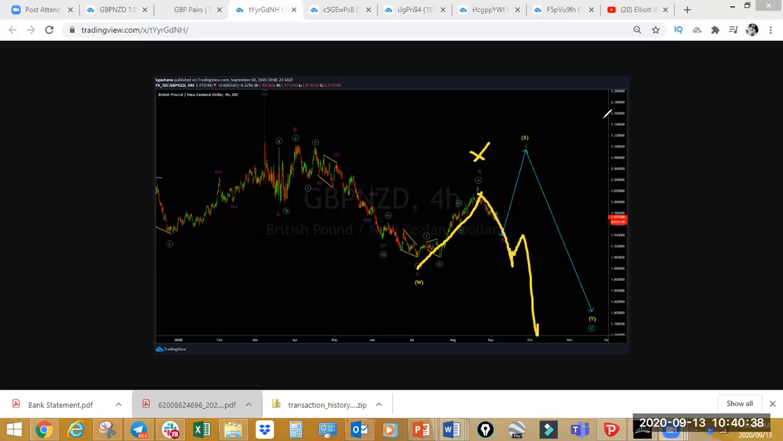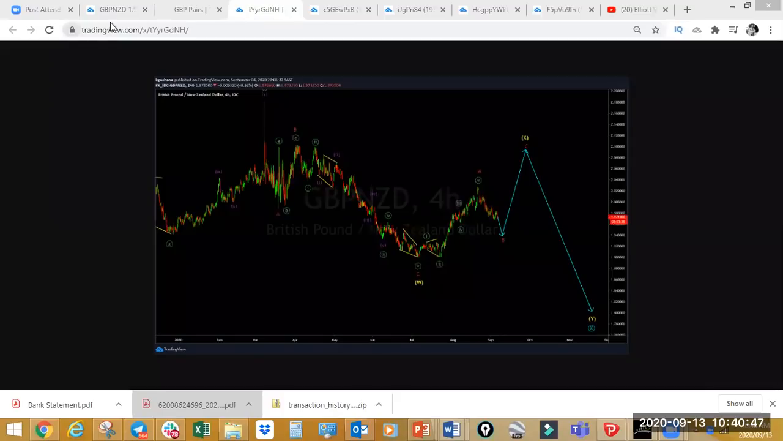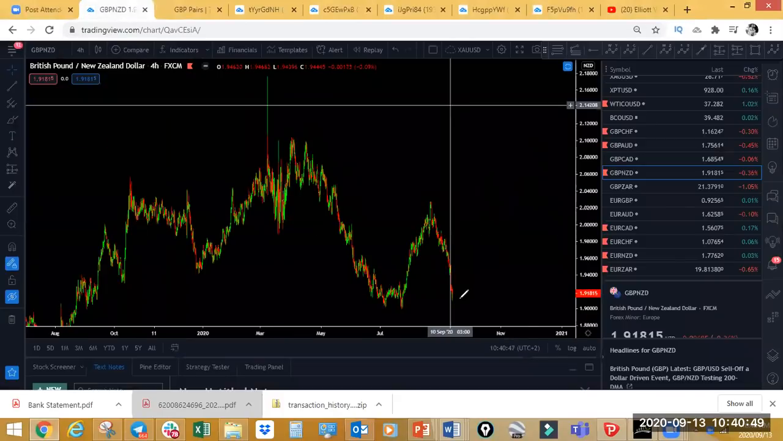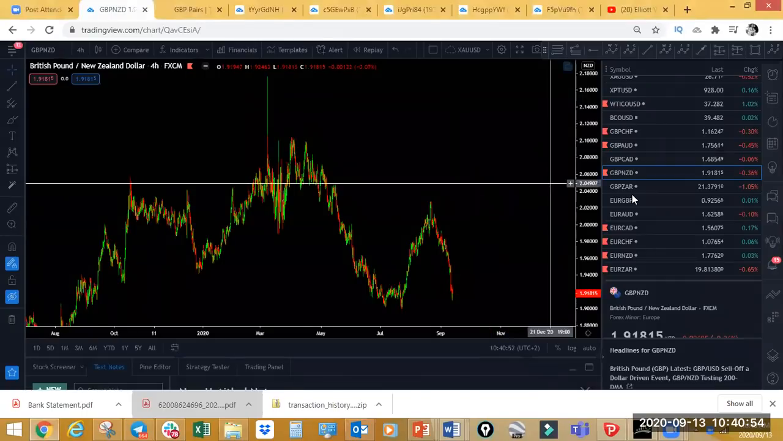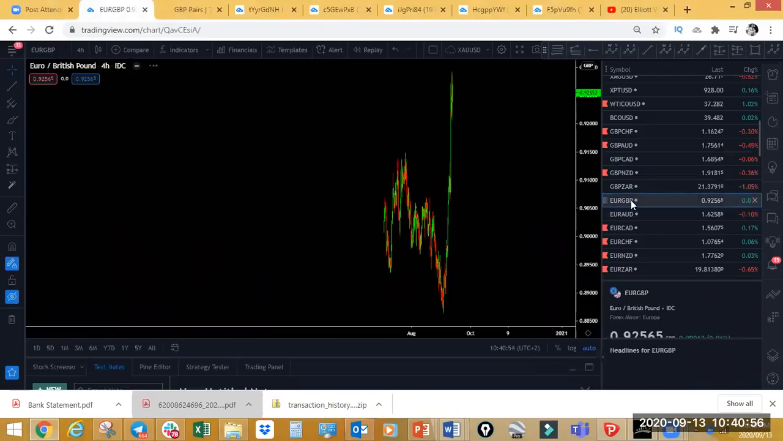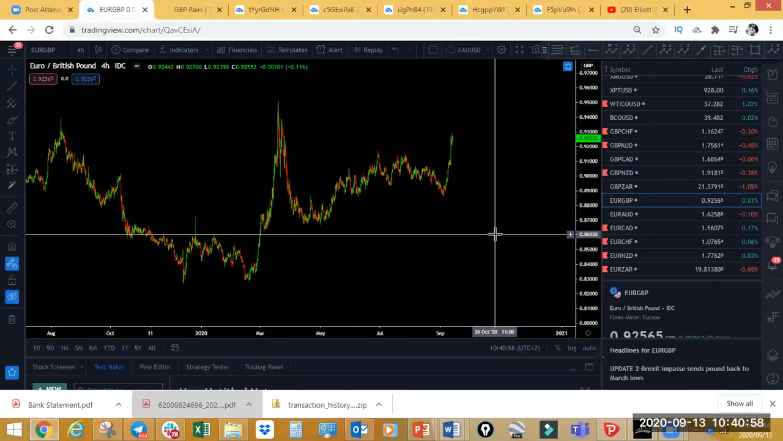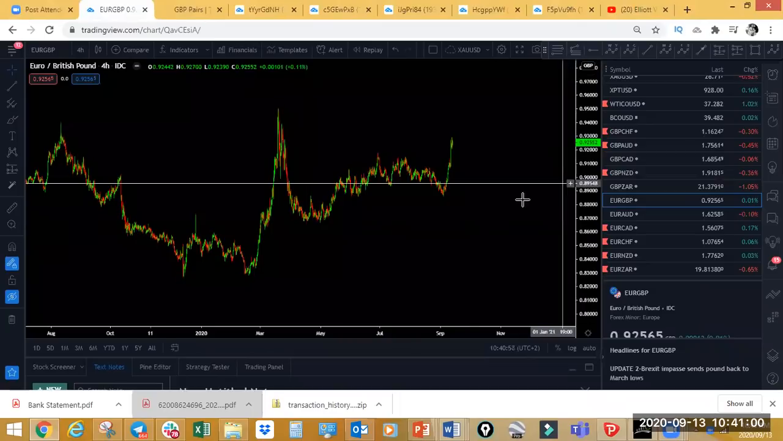All right. So that is pound New Zealand. Look for these pullbacks. Don't just go sell them on the 1-hour, sell them on the 4-hour. Euro pound. Now Euro pound is very interesting. Let's have a look here.